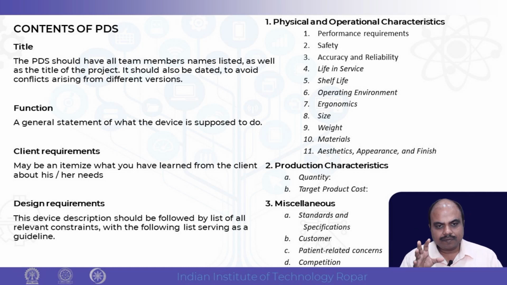We should have a title. It should tell the team members who are listed, what the title of the project is, and what conflicts are arising, what the functions are. All this information should be there in the product design specification document. Then function is what exactly the product is supposed to do.